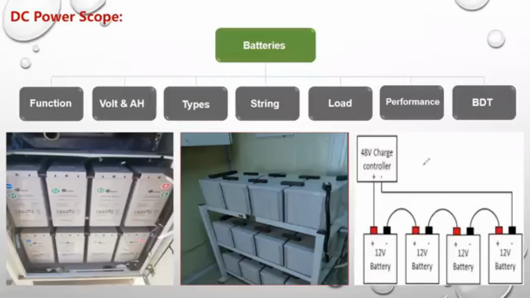Today, we'll be talking about the batteries that are in the site. This topic will cover not only the mobile network sites, but anything that is supplied by a battery. Now, first of all, why are the batteries available in the sites?